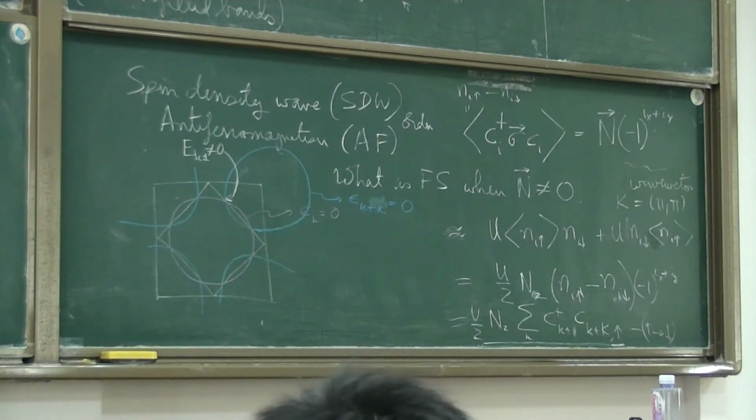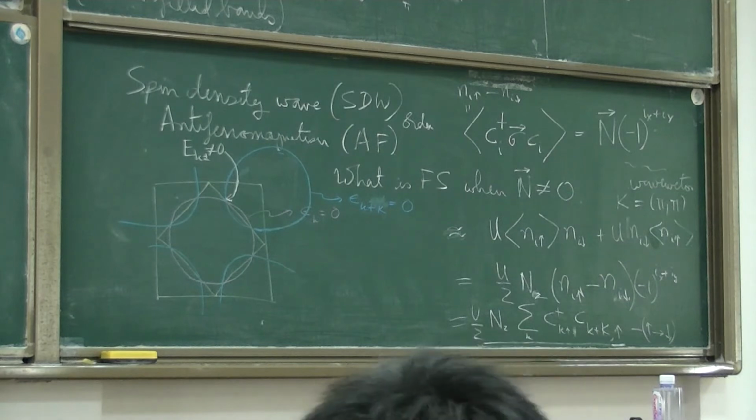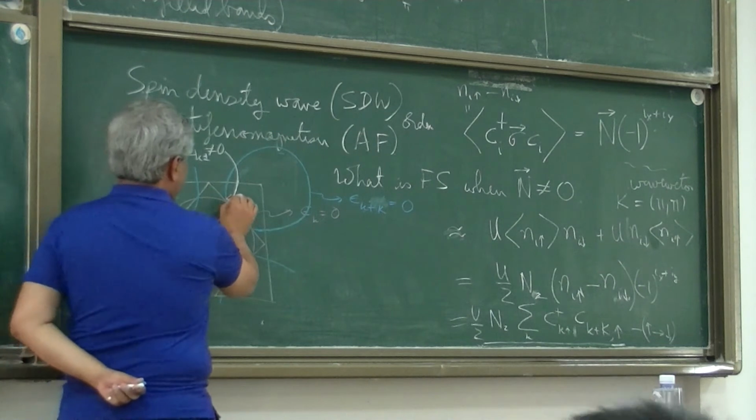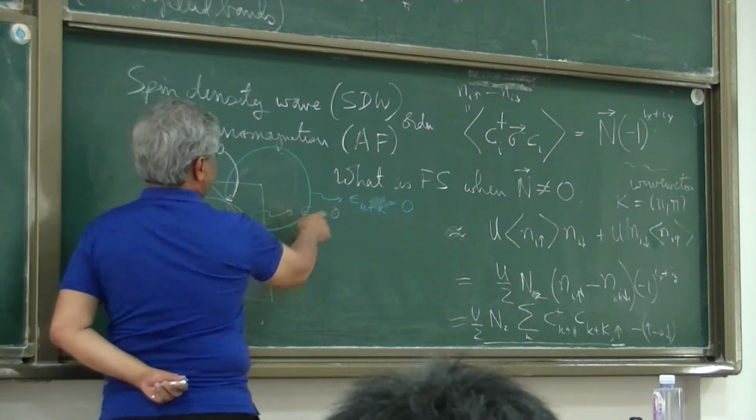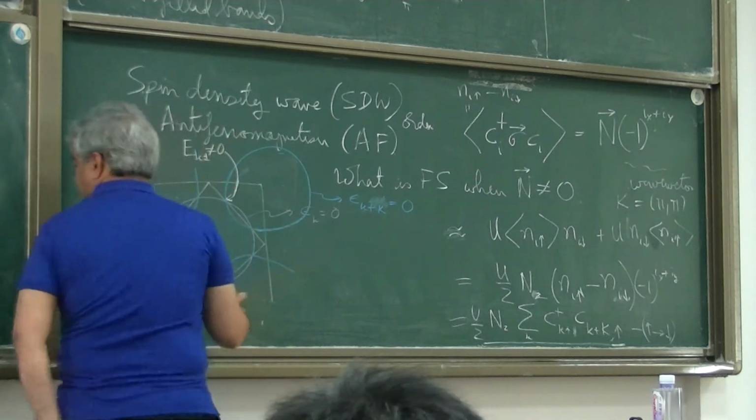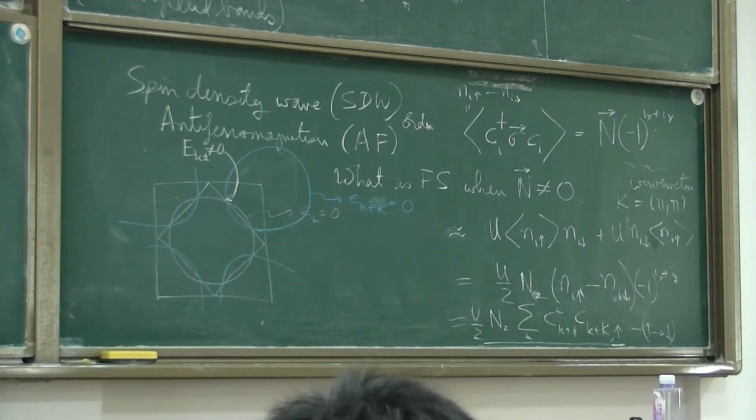So now it's easy to figure out. What is the line over which E_k is 0? Now u is not too large, so you can see what it's going to do. Basically, you're going to open up a gap. But once you move away from here, then either epsilon k or epsilon k plus Q is non-zero. So if u is small, this won't matter very much. This only matters when both are 0.